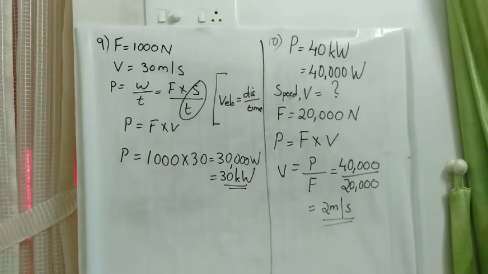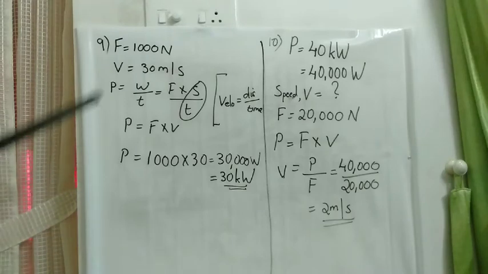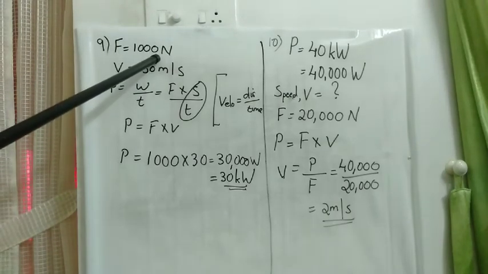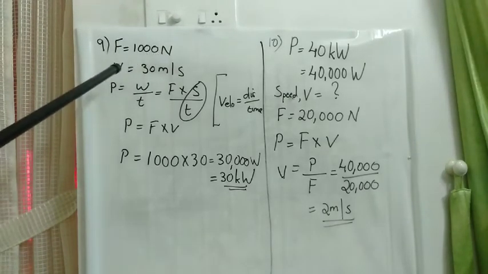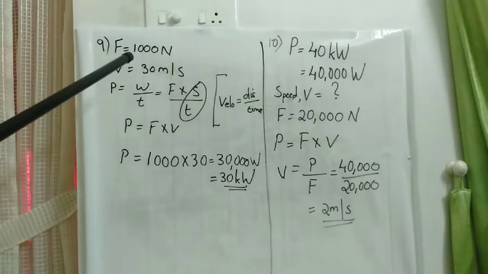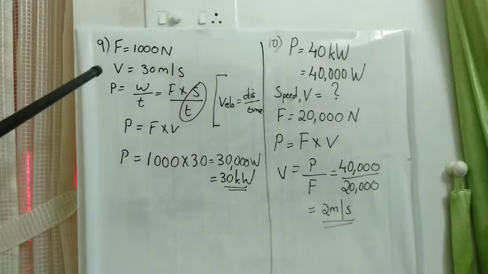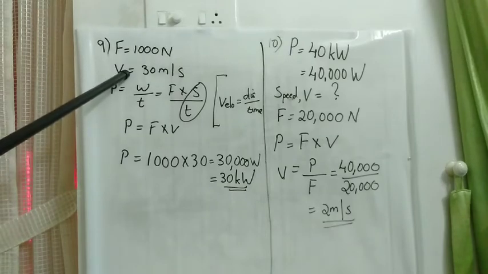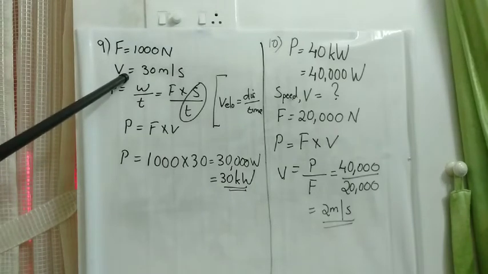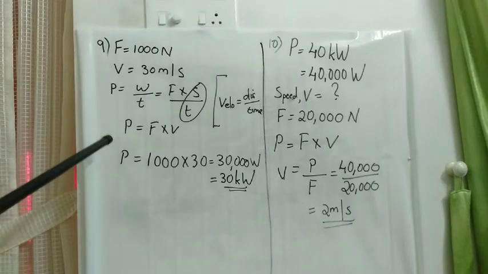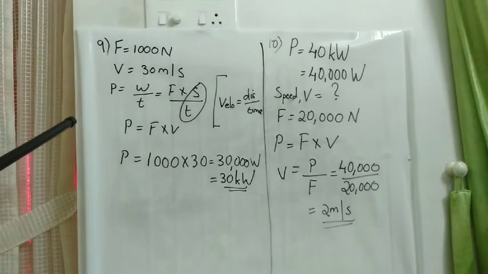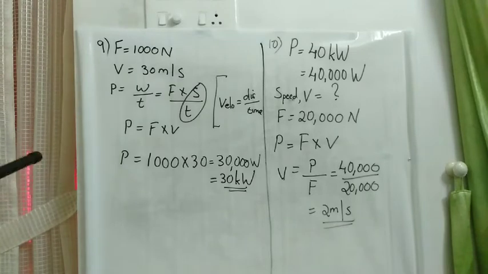Okay, next question. Question number 9. An ox applies a maximum force. The force is given as 1000 Newton. It is taking part in a cart race and is able to pull the cart at a constant speed. That is, the velocity of that particular ox is given as 30 meter per second. While making its best effort, calculate the power developed by the ox.